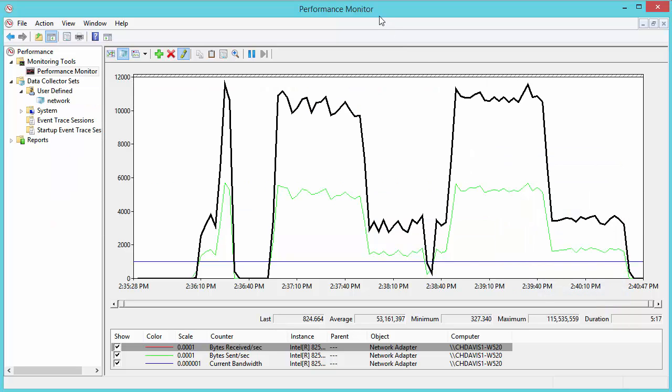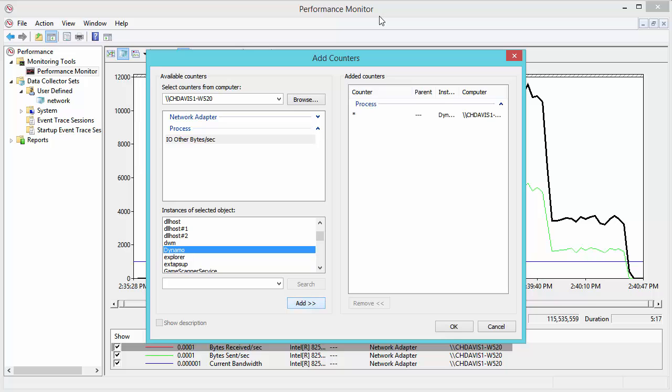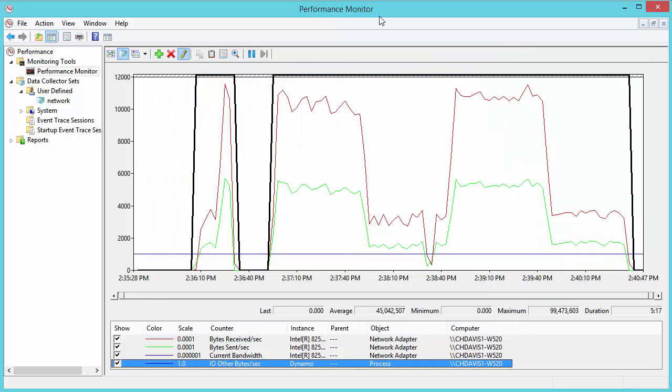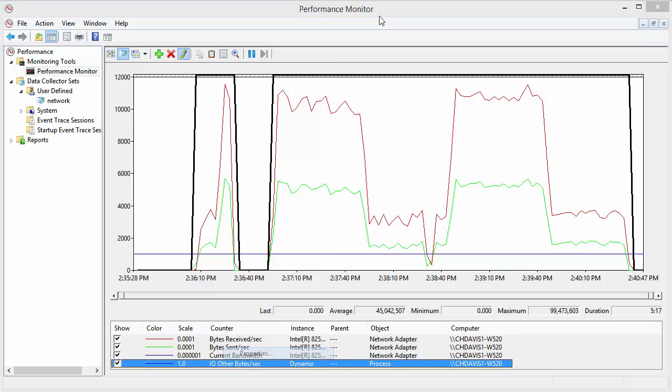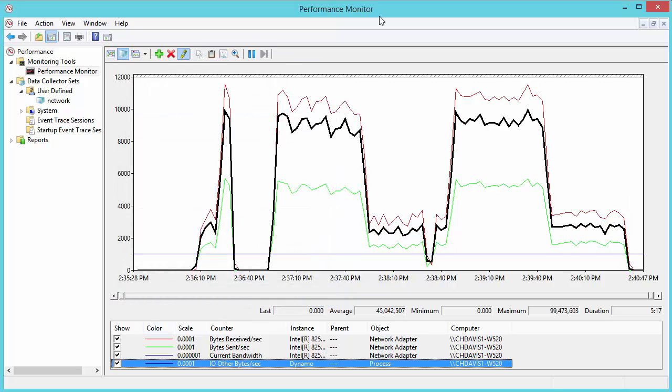So switching back over here and then adding in our process counters, and we'll cheat just a little bit because we know that it was Dynamo, just so that we can get that out there. So we've got IO bytes per second, which we've thrown on here. So he is scaled a little differently than those guys. You can see that his default scale was 1, and they're all at 0.001. So let me try to change his scale, and let's see where that gets us, and kaboom.